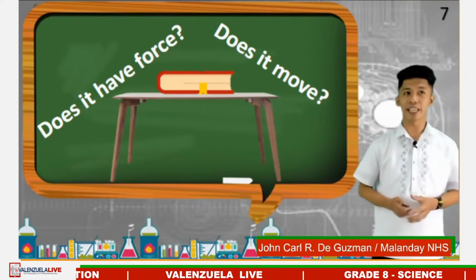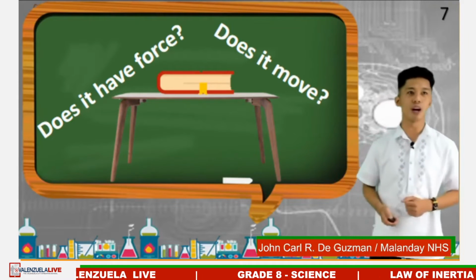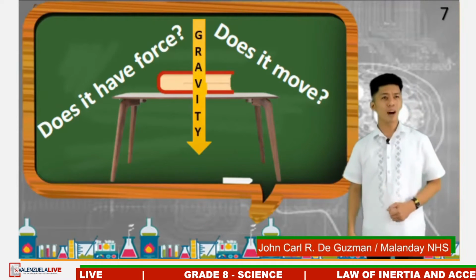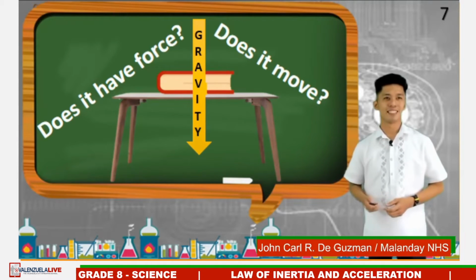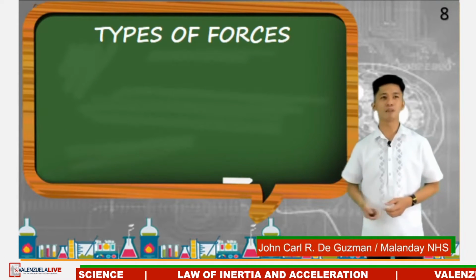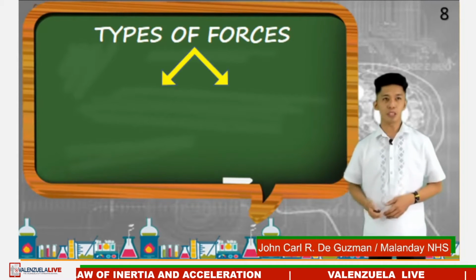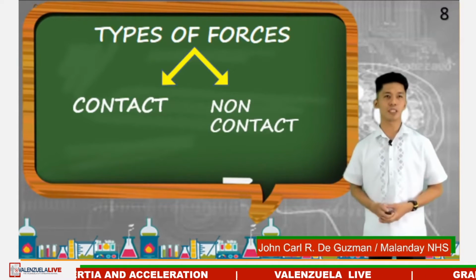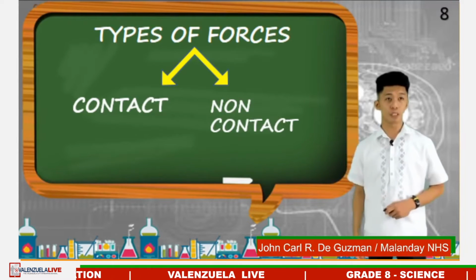If you answered yes, it has force on it, or it has force acting on that object, then you are correct. So why? That is because of gravity. There are so many types of forces, but we will categorize them into two. The first is the contact forces, and the second is what we call the non-contact forces.